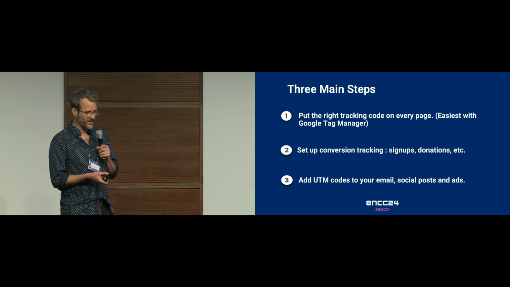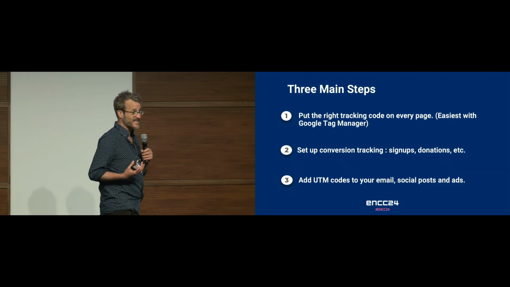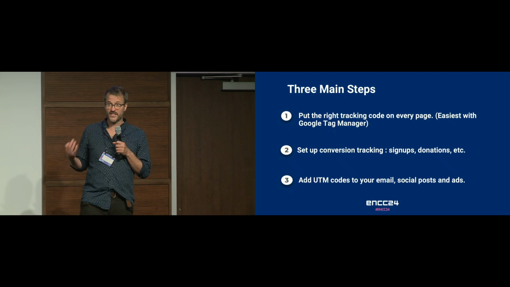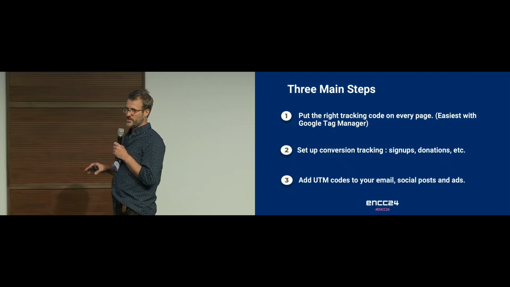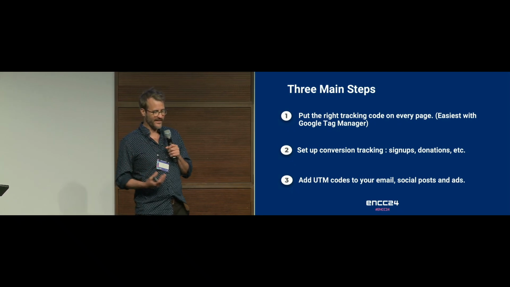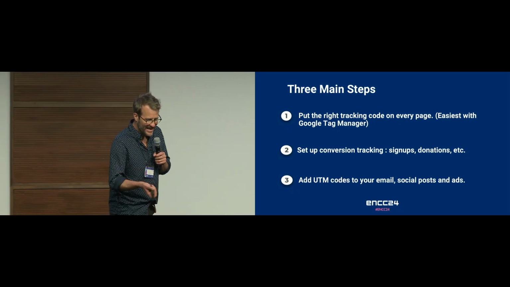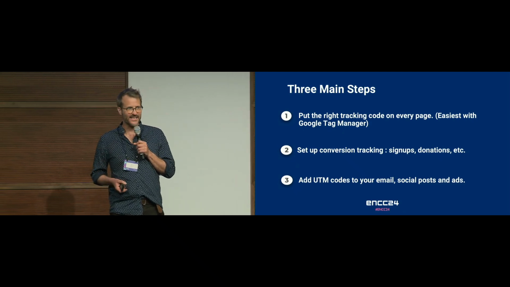I'll be quicker on the other bullet points. Setting up conversion tracking: when somebody signs a petition, sends a letter, or makes a donation, make sure that is flagged in Google Analytics as a conversion, because the reporting gets to a different level at that point. Finally, adding UTM codes to your email, social posts, and ads.